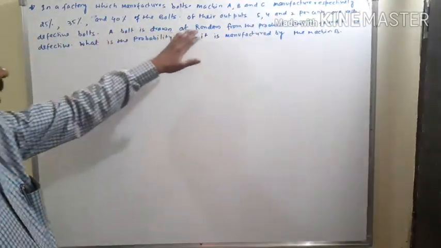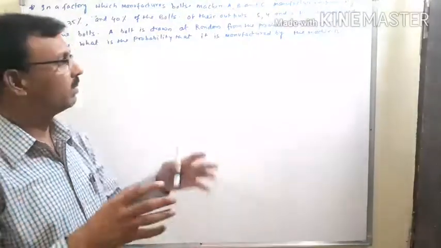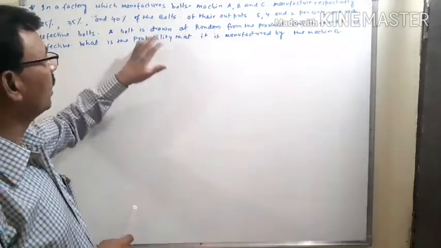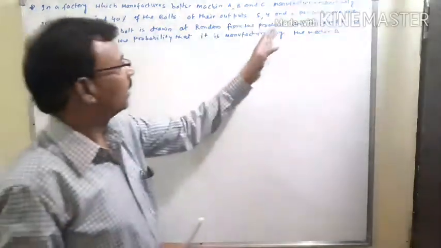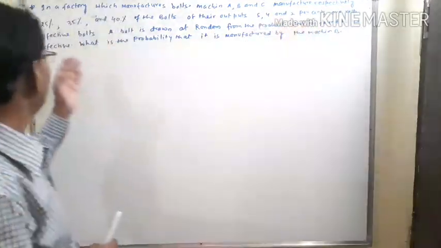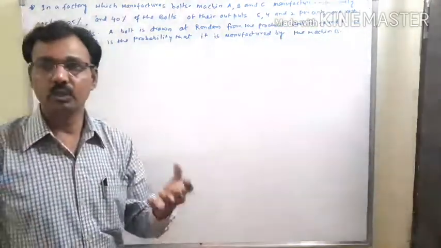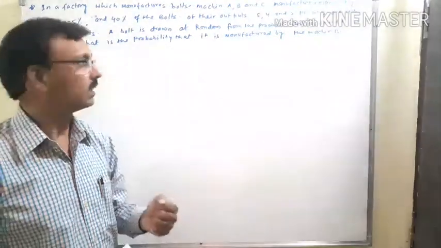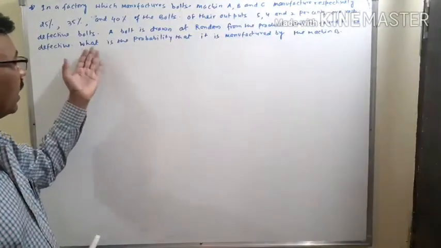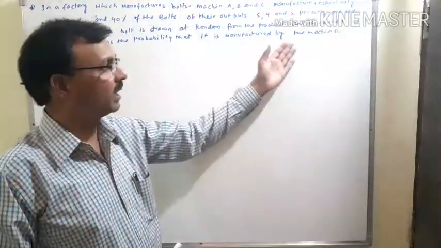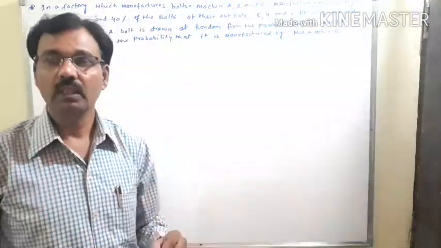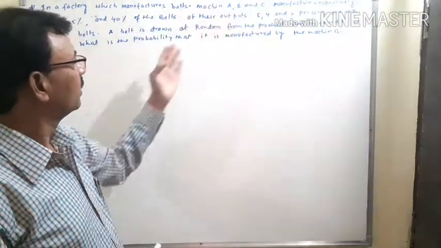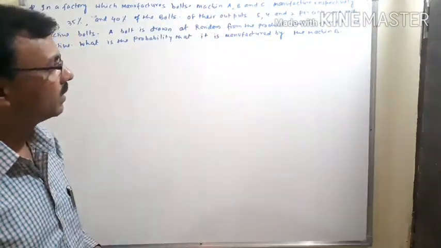A bolt is drawn at random. That means from the whole manufactured production, one bolt is drawn, and it is found to be defective. That means the bolt drawn from the production is defective. Now our question is, what is the probability that it is manufactured by machine B? That means for the defective bolt, we should find the probability that it was manufactured by machine B.